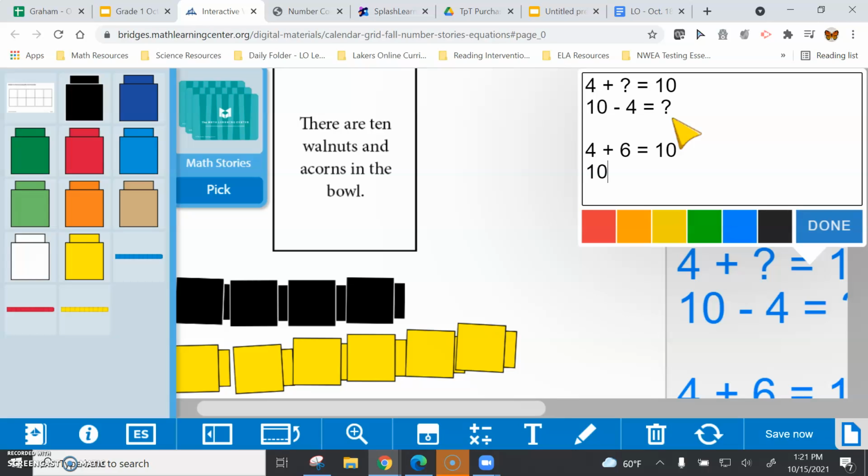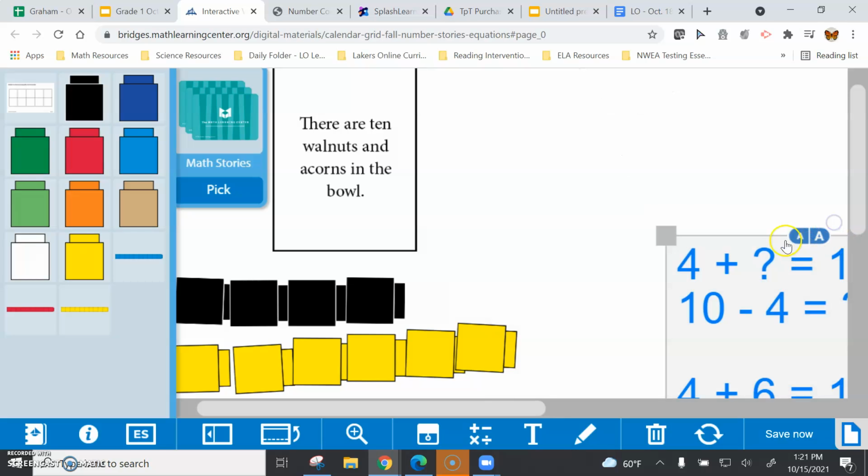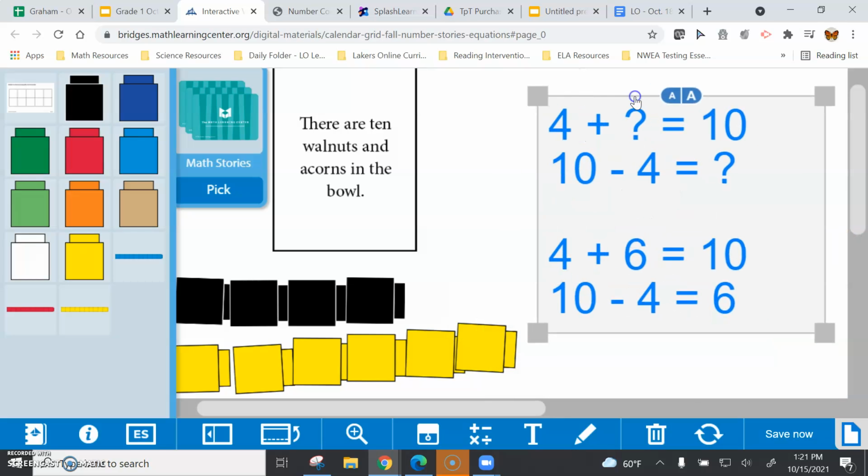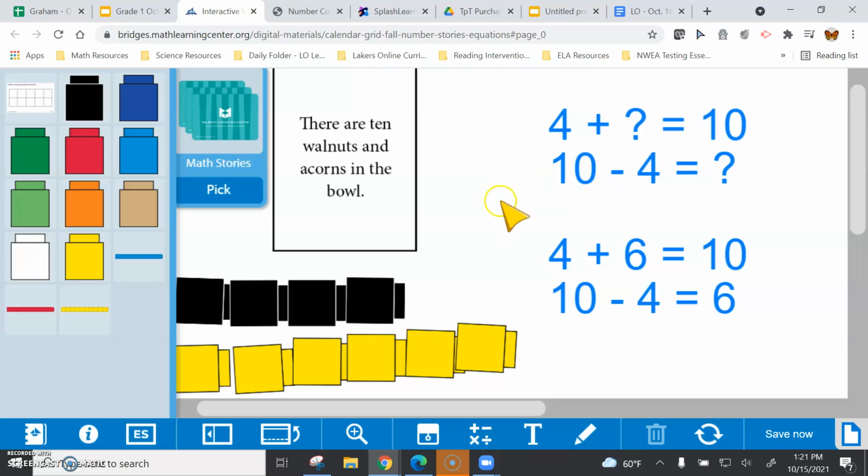Or you could say, I'm trying to get to the number 10. I have 4 already. That means I need to add 6 more. Amazing job, All-Stars. Amazing. Can you make any other math facts that equal the number 10? What 2 numbers can you add together that would make the number 10?